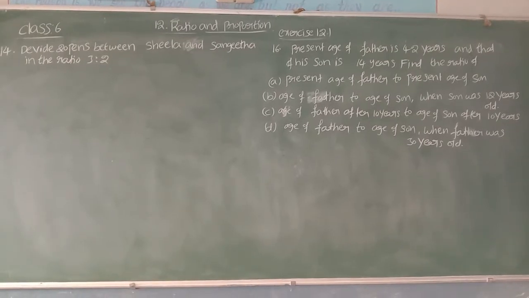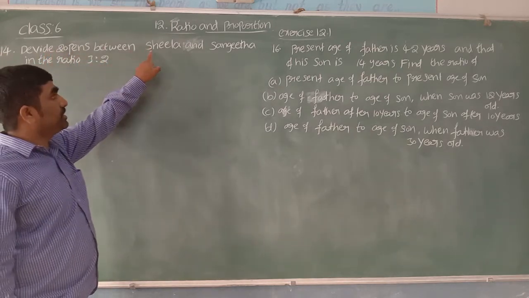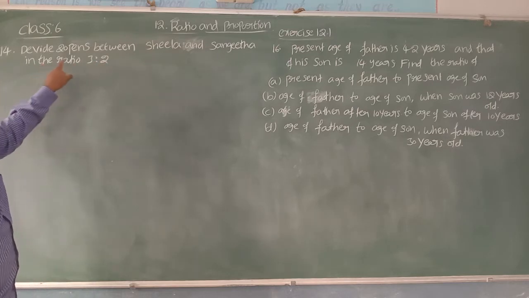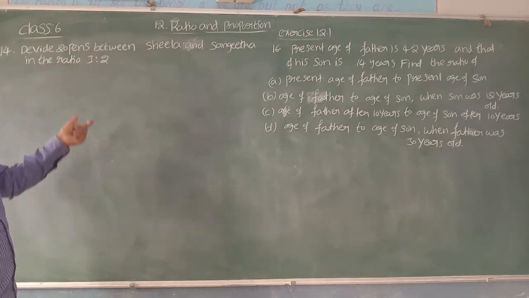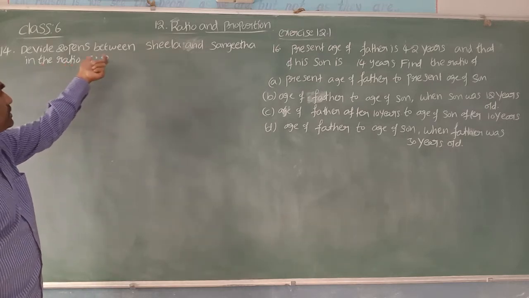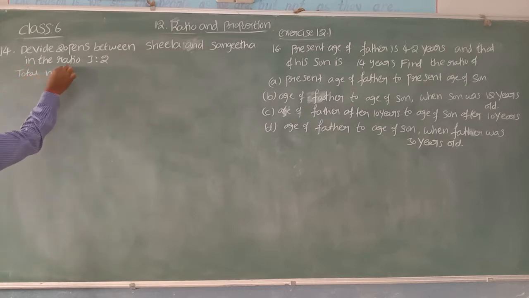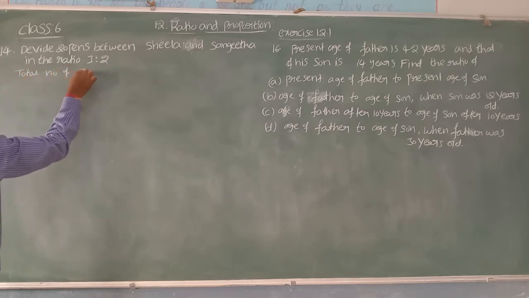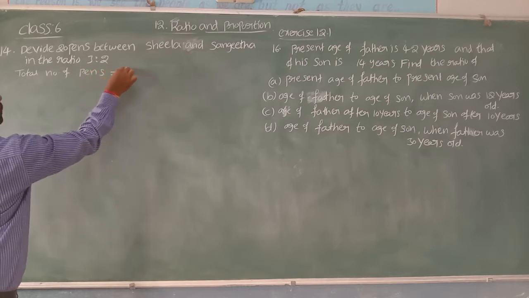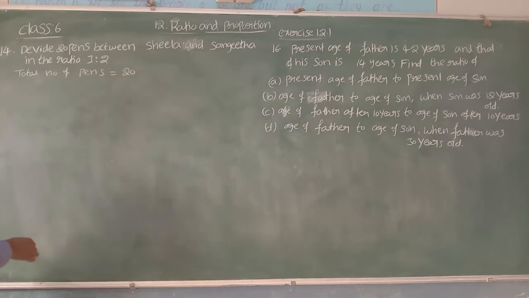Yes children, we have here two more applications based on the ratio. Here we have the 14th one. They said divide 20 pens between Sheila and Sangeeta in the ratio 3:2. If Sheila is going to get 3 parts, Sangeeta will get 2 parts. So we can go for the solution right here. They said total number of pens. Total number of pens is equal to how many? Total 20 pens are there.